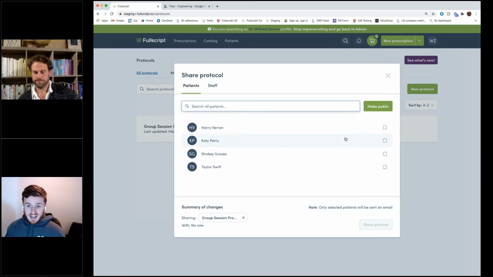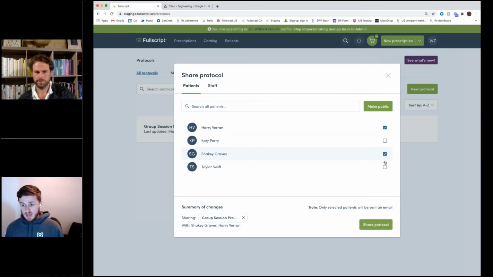Once you've done that, it's really as simple as selecting who you want the protocol to go to. Once you hit this share protocol button, Fullscript will do the rest for you. We will send a super personalized email with your branding on it to the patient to say, hey, Dr. X has made available the protocol for X condition. They'll be able to click on that protocol link in the email and be taken right into their Fullscript account if they already have one, or they'll be prompted to sign up if they've never been on Fullscript before. Once they sign in, they'll be prompted with that protocol right in front of them.